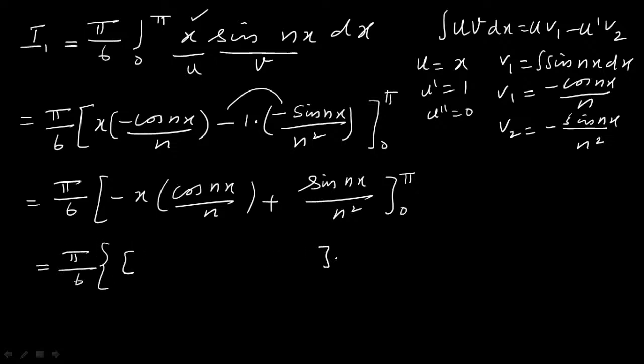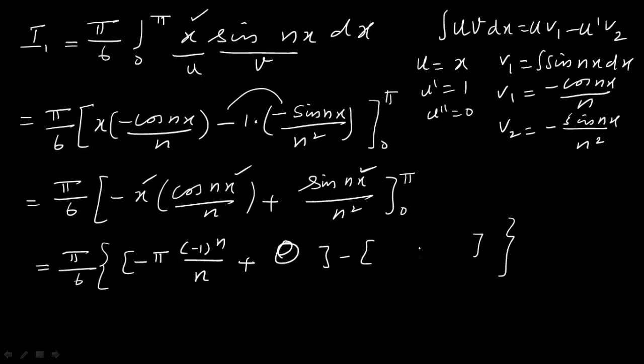Okay, upper limit minus lower limit. The bracket is a must, that's why I show you how you put the bracket, for both upper limit and lower limit. So first you replace the value of x by pi. If you replace x by pi, what happens? Minus pi cos n pi. You know the value of cos n pi, that is minus 1 whole power n, divided by n, plus. If you replace in the second term x by pi, what happens? Sin n pi, that is 0. 0 divided by n square is 0. So no need to write it, you just put 0.